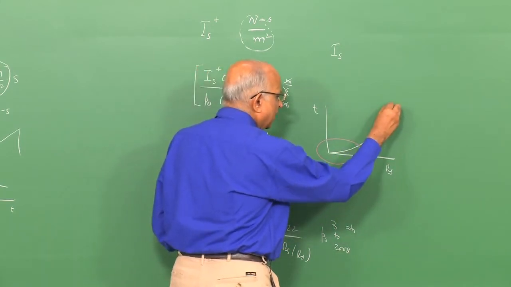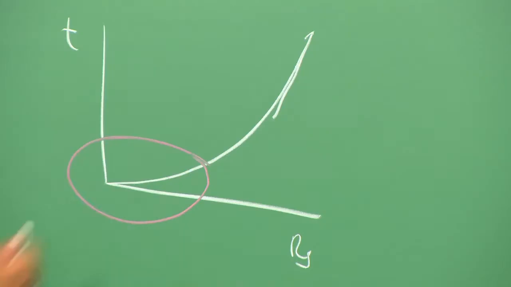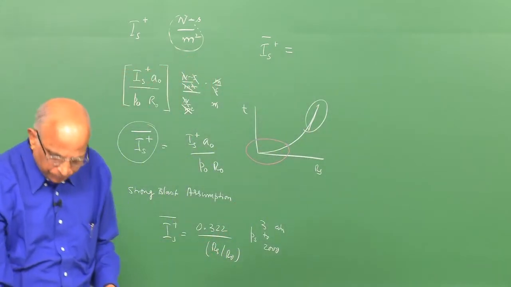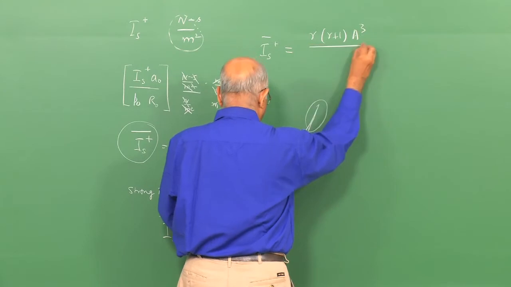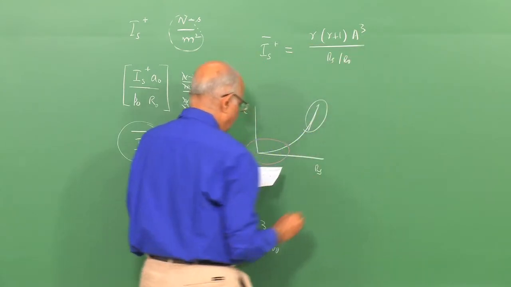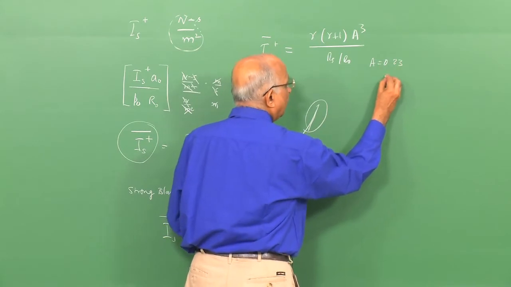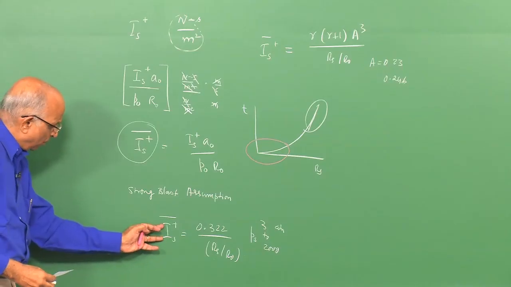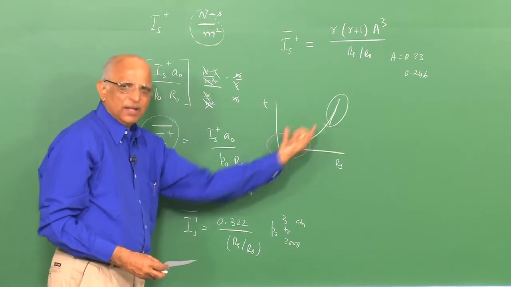When I am talking of the weak case, namely when the blast has gone to the far field and the Mach number is not that high, then in the far field I use the acoustic approximation, and what I get is Is plus is equal to gamma into gamma plus 1 into A cubed divided by Rs over R naught in the far field. The value of A, which is a constant, varies from 0.23 to something like 0.246. As I told earlier, there are a number of values of the non-dimensional impulse available for different types of explosions, but we will just examine these two, for the strong blast case and the far field.